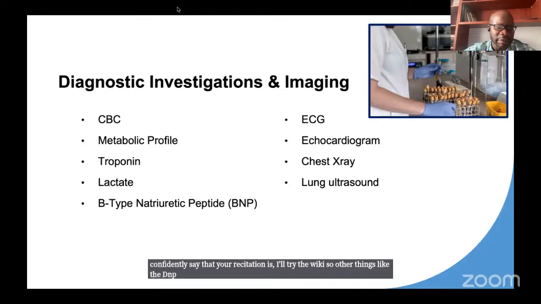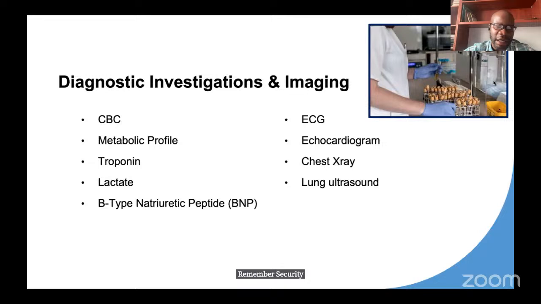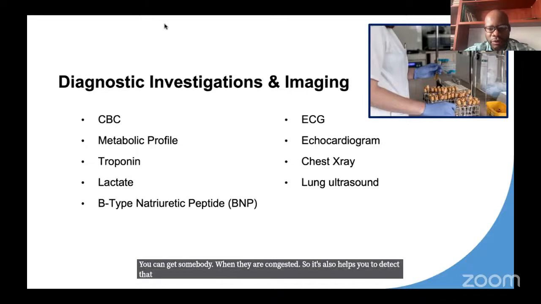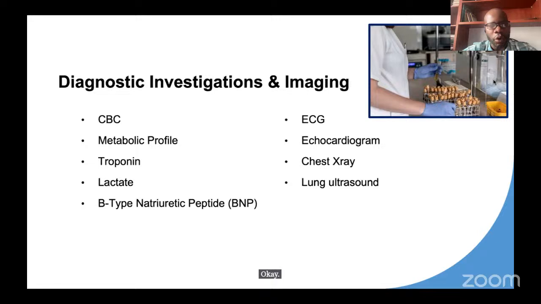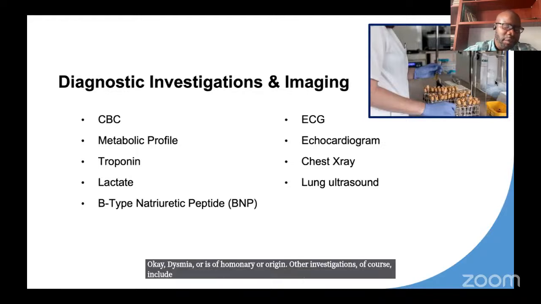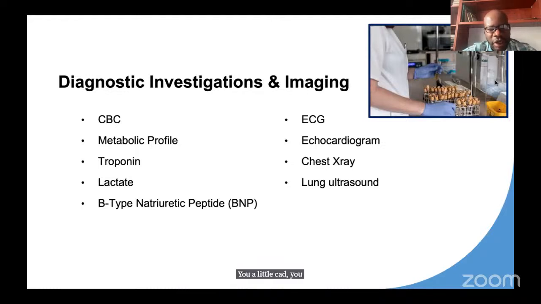BNP, your B-type natriuretic peptide, remember it's secreted by the cardiomyocytes following an increase in pressure in your cardiac chambers when they are congested. So it also helps you to detect the cause of acute dyspnea, whether it's a cardiogenic dyspnea or is of pulmonary origin. Other investigations, of course, include your electrocardiogram.